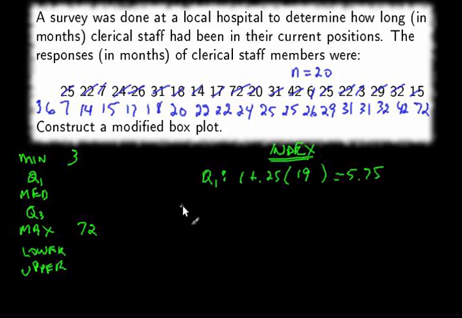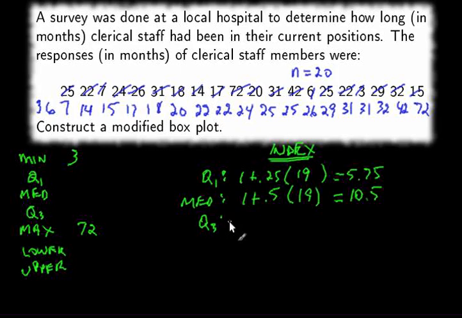5.75. For the median, similar calculation, except we use 1/2 or 0.5 instead of a quarter. 1/2 of 19 is 9.5, so we have 10.5 here. Q3, 1 plus 0.75 times 19, which is 15.25. And remember, these are the indices. So we want to actually calculate these numbers.